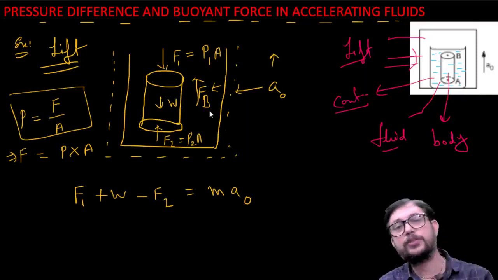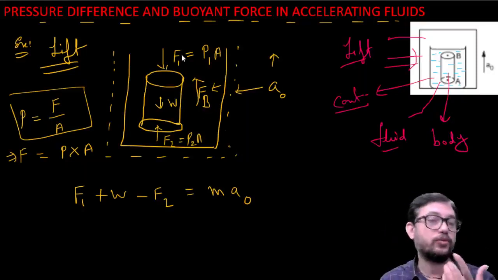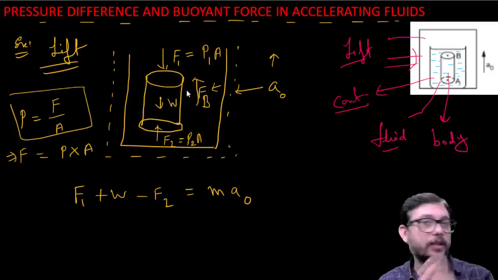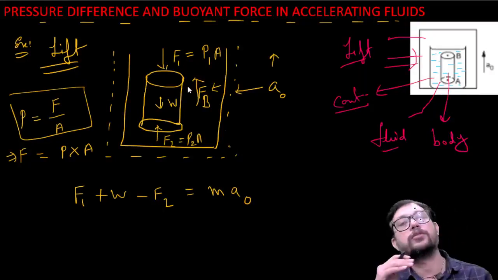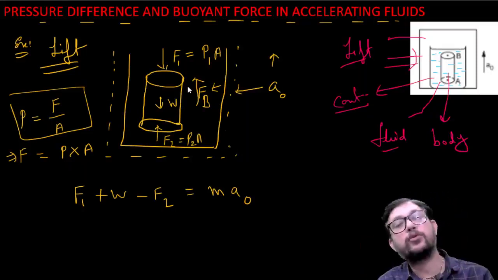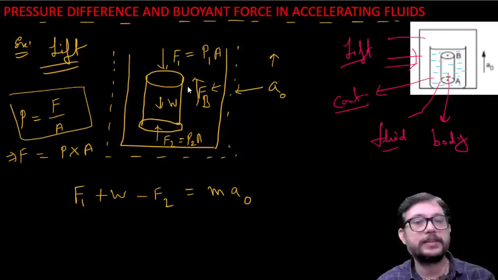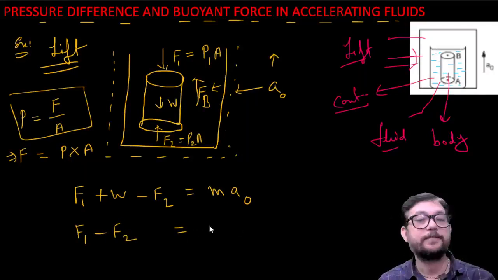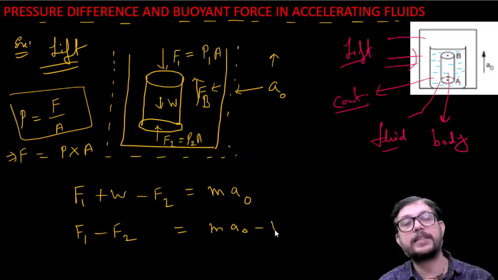So either you can take FB, or you can take F1 and F2. You have to choose any one parameter. Either you write the buoyant force only, or you differentiate the buoyant force into F1 and F2. So basically we have an equation: F1 minus F2 equals m a naught minus W. I hope that up to here each and everything is clear to all of you.